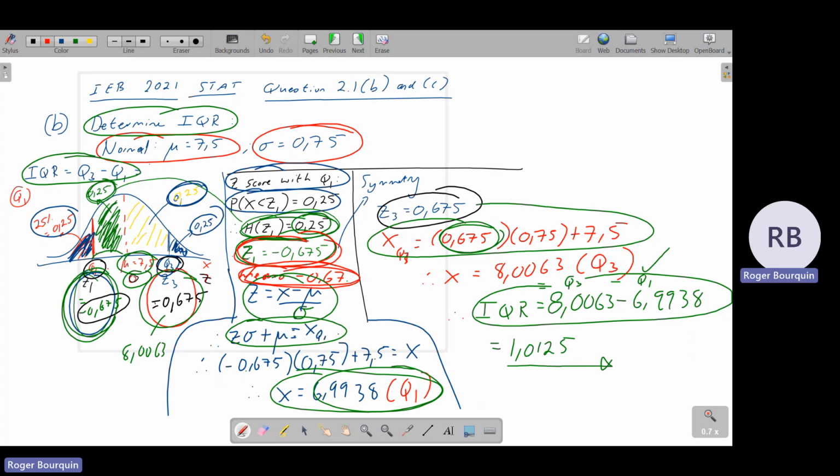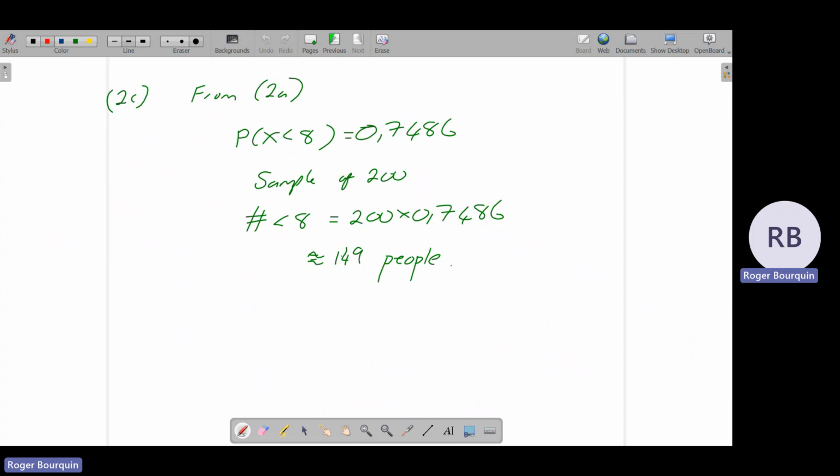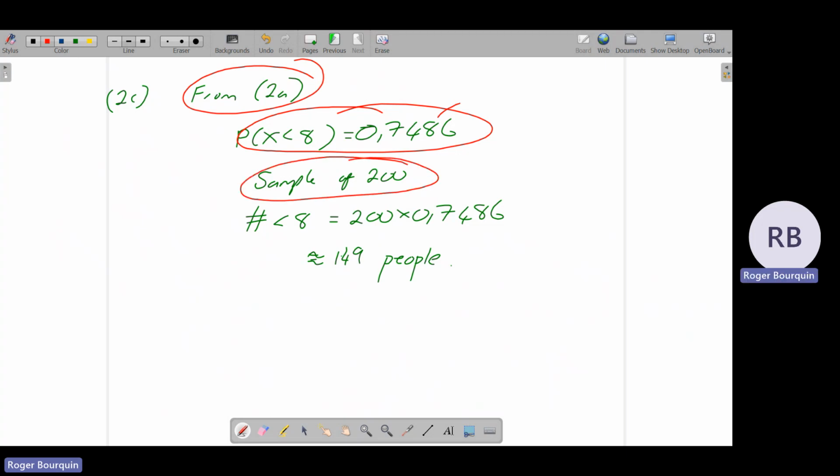And the next question was a bit lame. It said, what's the probability that X is less than 8? We knew this from question 2A: the probability X is less than 8 is 0.7486. Now they said, in a sample of 200, how many people get less than 8 hours sleep? Well, it's just going to be the number of people times the probability, which gives you an answer of 149 people. Hope that helps.